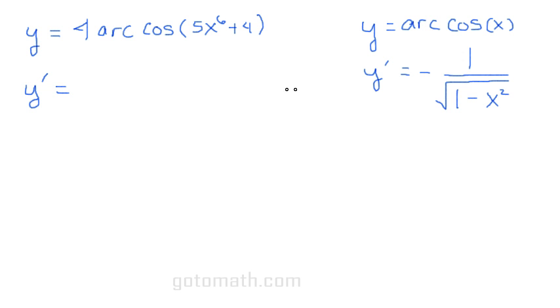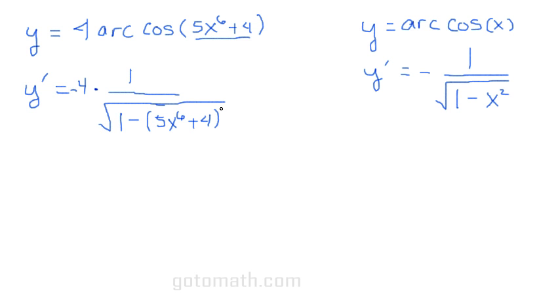So this is what we're going to use. So the derivative of arc cosine, now we just go ahead and rewrite this coefficient, and I'll put times right there, is negative. Now I'm going to bring that negative out front. 1 over the square root of 1 minus, now this x right here, whatever's in parentheses is going to go in for the x. So that's going to be 5x to the 6th plus 4. And remember, the whole thing is squared.